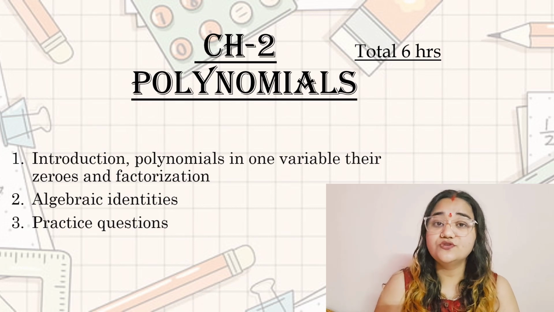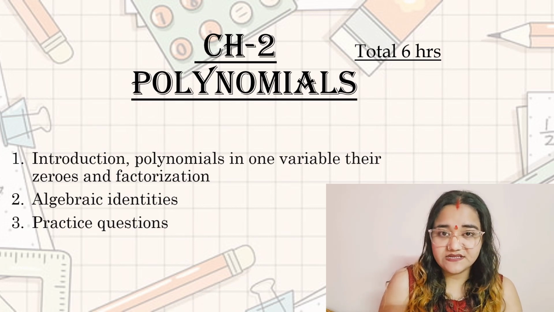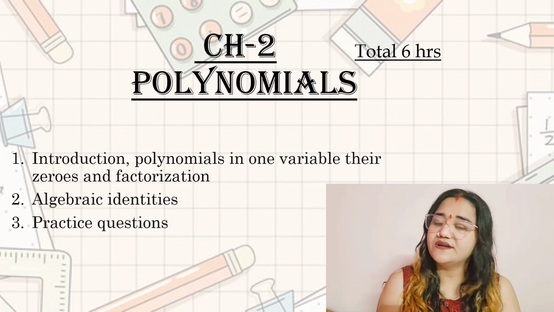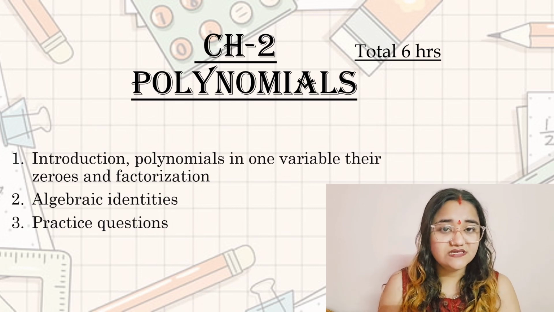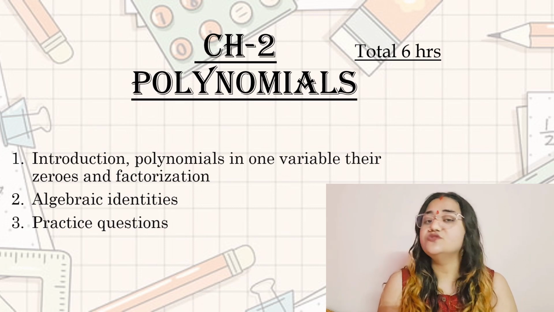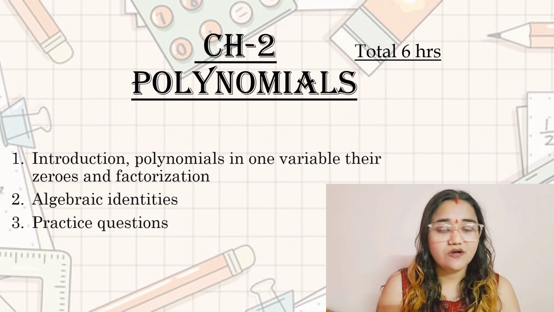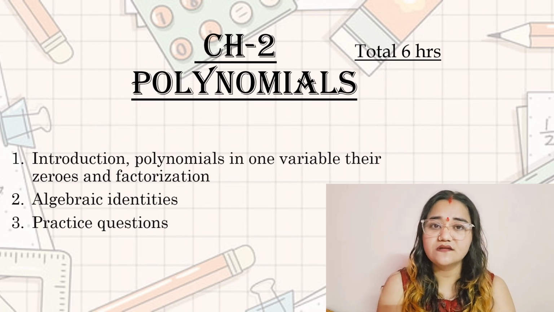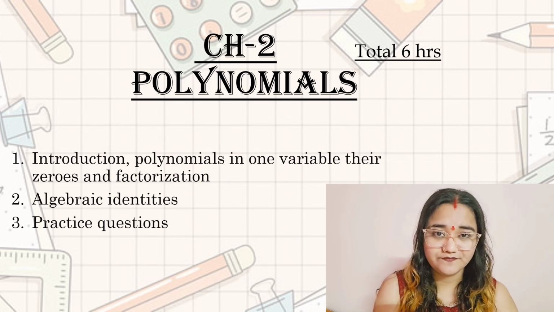Then we'll move on to the algebraic identities. Few of the identities we have already done in class 8th. Now in this class 9th, we will learn few more identities, how we are going to use them to solve our polynomials and so on we will learn in this chapter. So this will take around 6 hours.